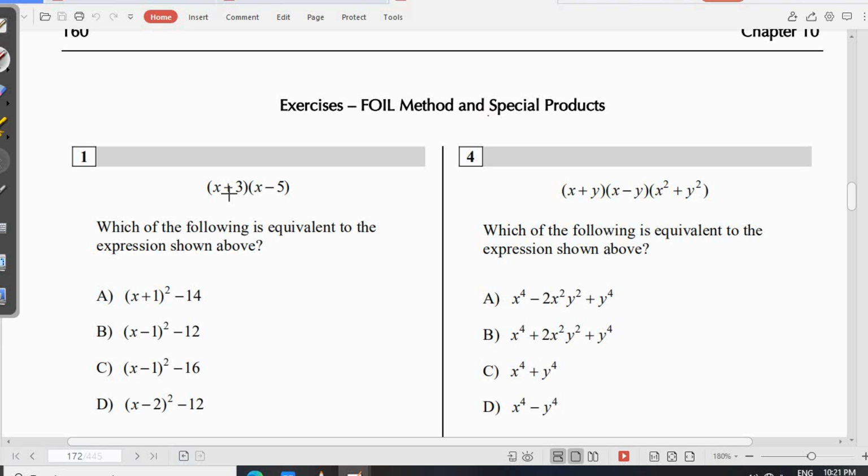You can do this by expanding it first: x squared minus 5x plus 3x, and then you have 3 times minus 5, that's minus 15. So minus 5x plus 3x will give you minus 2x. So you have x squared minus 2x minus 15.